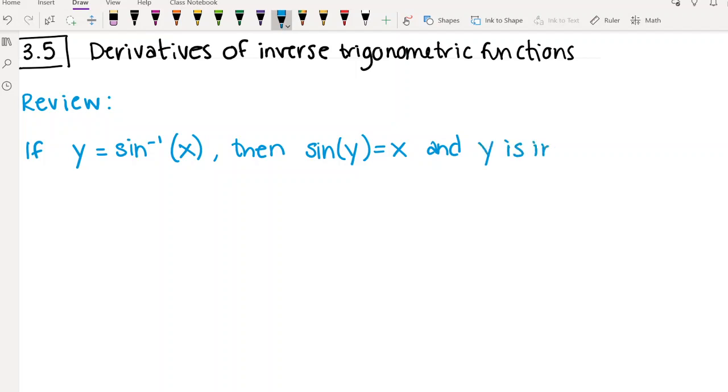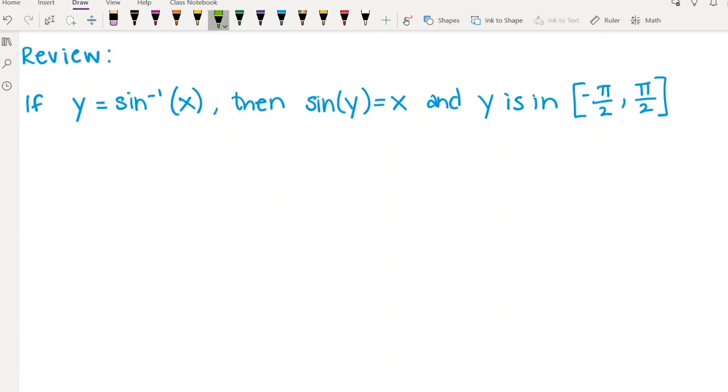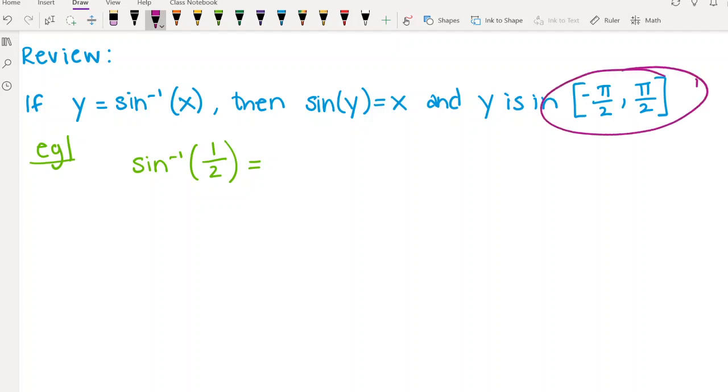Y has to be in the interval from negative pi over 2 to pi over 2. So basically what's going on here, let's look at a concrete example. Let's say that you wanted to take inverse sine of 1/2. So what are you looking for? You're looking for an angle, and specifically, you're looking for the angle so that if you take sine of that angle, you get 1/2. But additionally, that angle has to be in this interval.